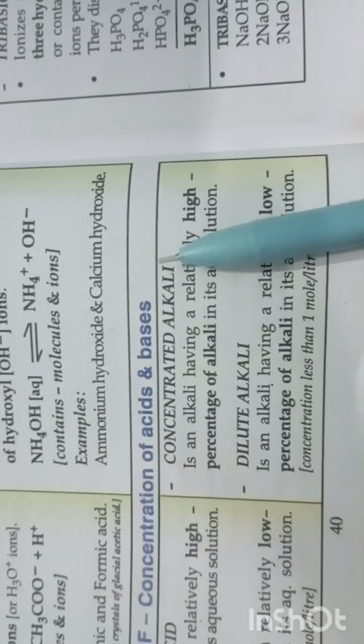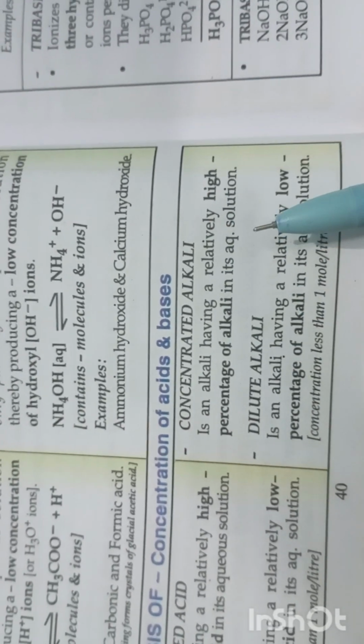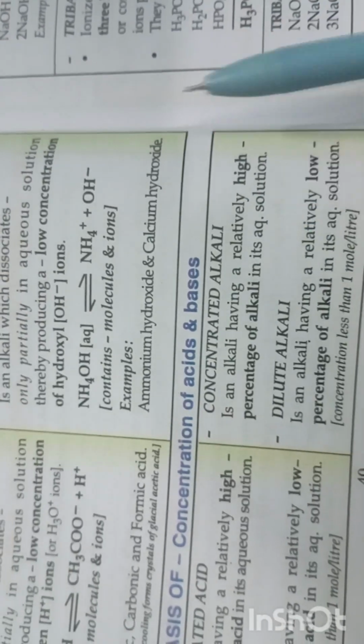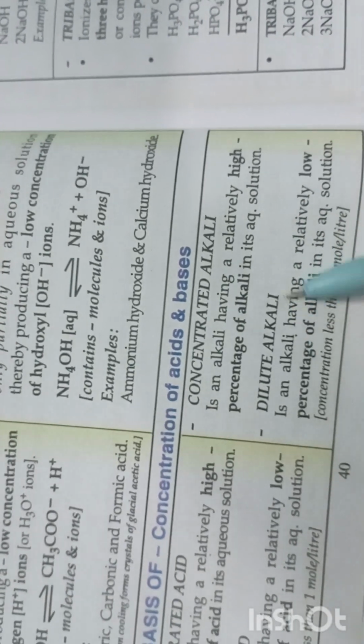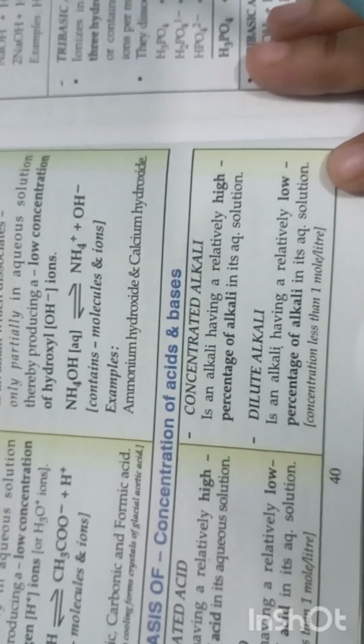Okay. Now concentrated alkali, similar to concentrated acid, also contains a relatively high percentage of alkali in its aqueous solution, and when we add more solvent, that is water, to the concentrated alkali, it converts into dilute alkali. Okay, so dilute alkali or dilute base. What is a dilute alkali or dilute base? It has a relatively low percentage of alkali in its aqueous solution.